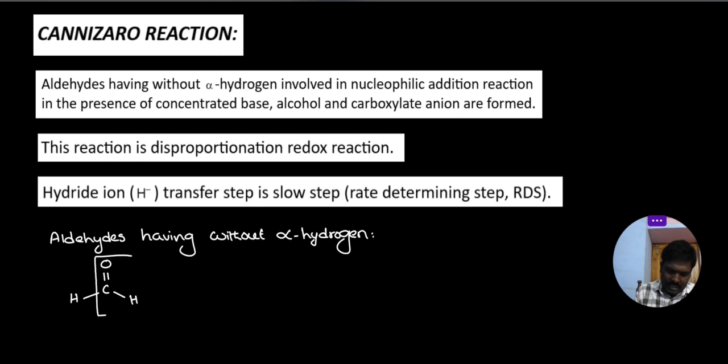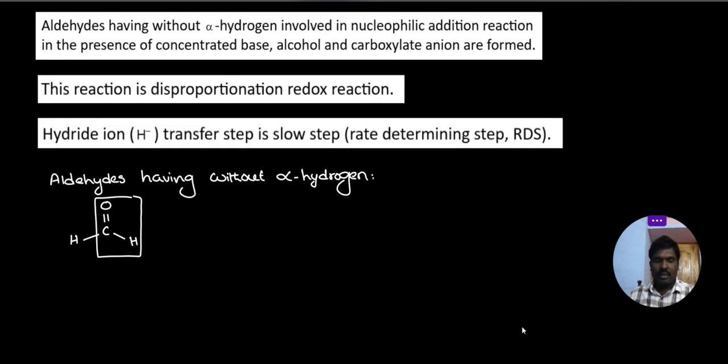You know, it is the functional group. The carbon adjacent to the functional group is the alpha carbon. There is no alpha carbon, that's why there is no alpha hydrogen. So formaldehyde is involved in the Cannizzaro reaction.